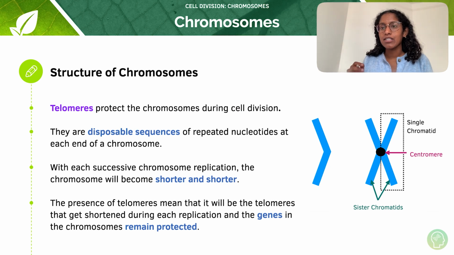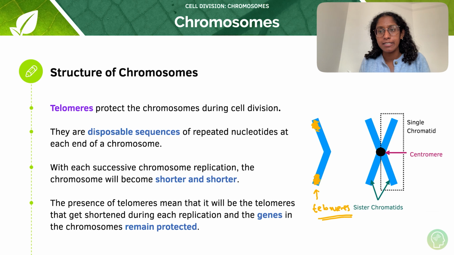Now let's come back to those bits on the end of the chromosomes, or chromatids, that we called telomeres. So they have a very specific role in chromosomes. They protect the chromosomes during cell division. So telomeres are just disposable sequences of repeated nucleotides at each end of a chromosome. They don't necessarily code for any proteins.